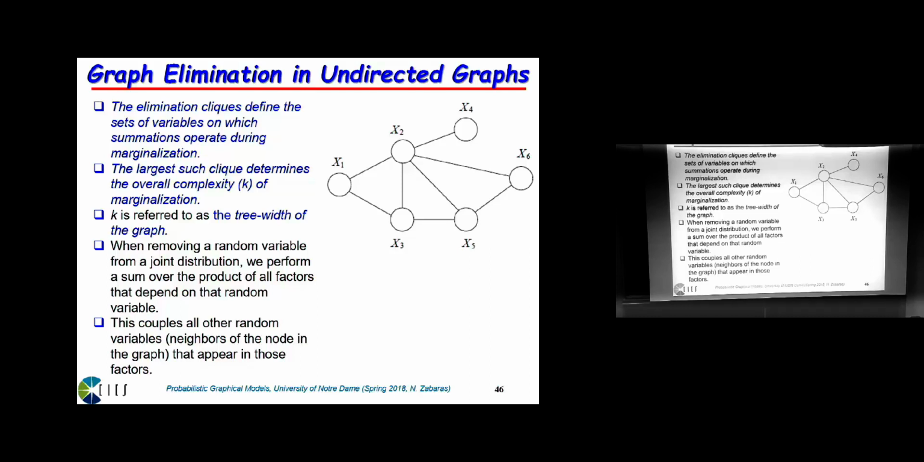Okay? So in our case, the maximum size of the cliques is 3, so that will define the complexity of the algorithm. So let's say if each node takes k values, this will be k to the power 3. So k is what we saw in the earlier lecture defined as the treewidth of the graph. Okay, so this defines the size of the maximum clique that you get when you implement this graph elimination algorithm.